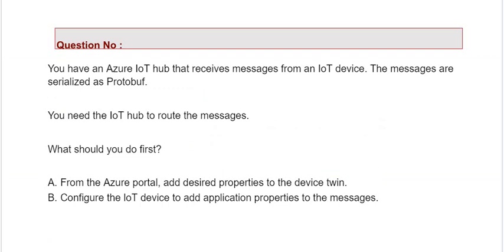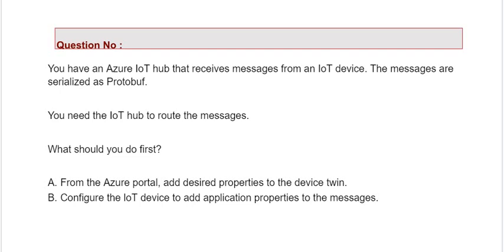Next question is, you have an Azure IoT hub that receives messages from IoT devices. The messages are serialized as protobuf. You need the IoT hub to route the messages. What should you do first?